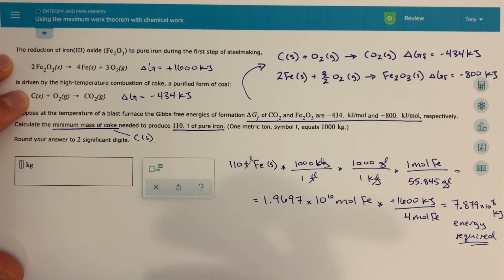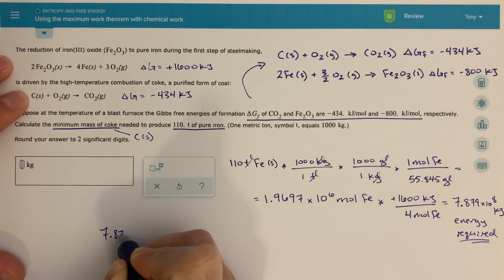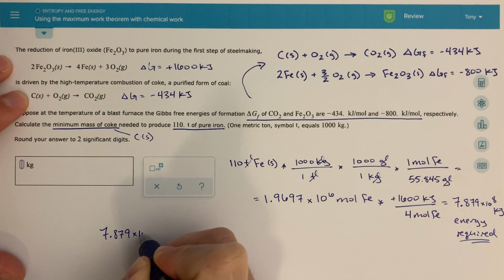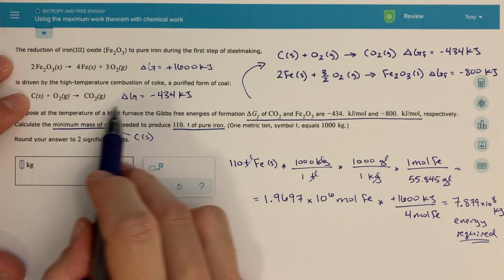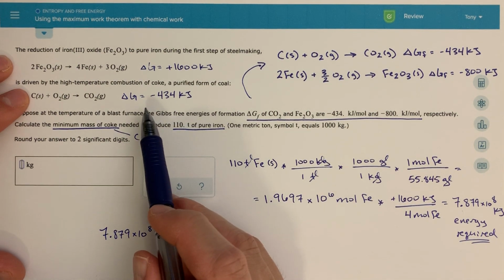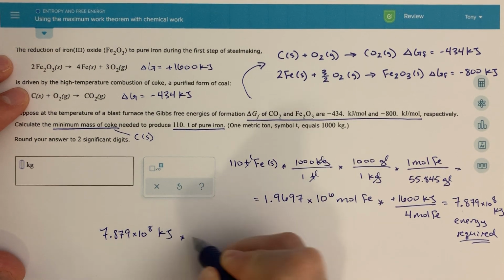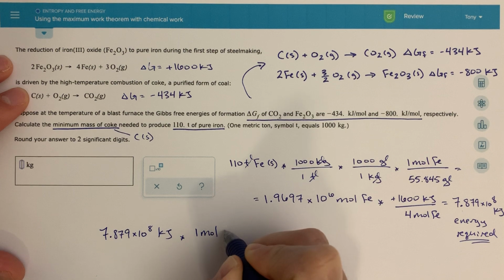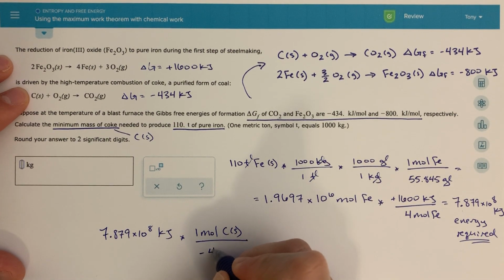So this just becomes, again, basically a conversion factor, a dimensional analysis type problem, where I'm going to say 7.879 times 10 to the 8th kilojoules. And I'm going to use the information here to figure out, if every 1 mole produces 434 kilojoules, how many moles of carbon am I going to need? So I know that 1 mole of carbon, or coke, is going to generate 434 kilojoules of energy.